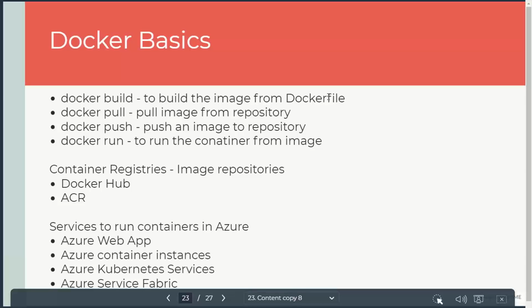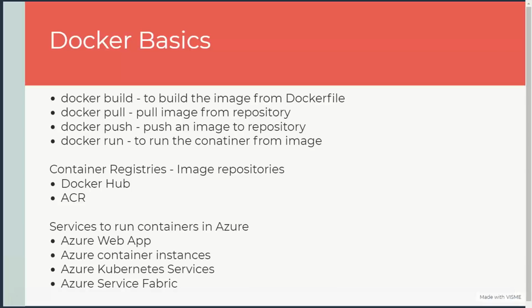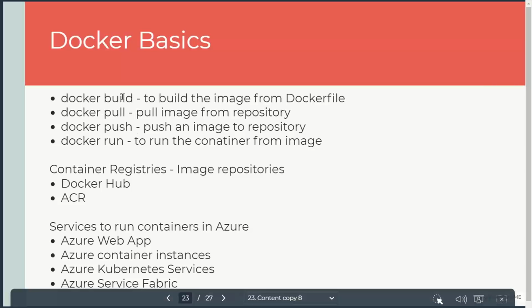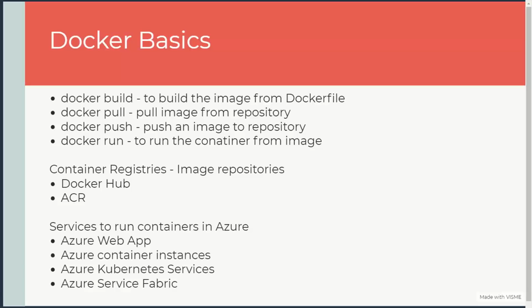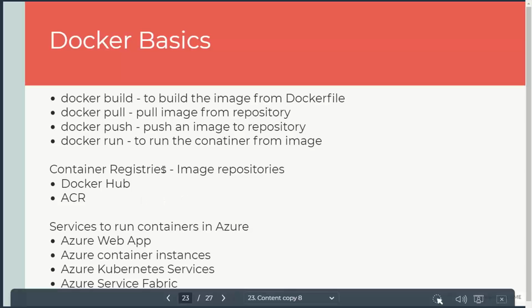After that you can run the docker image ls command, so that the newly created image is listed. That command lists all the available images in your system. Now that you have built the new image, you have to push it to some centralized repository, like Docker Hub or ACR. Those are the container registries.